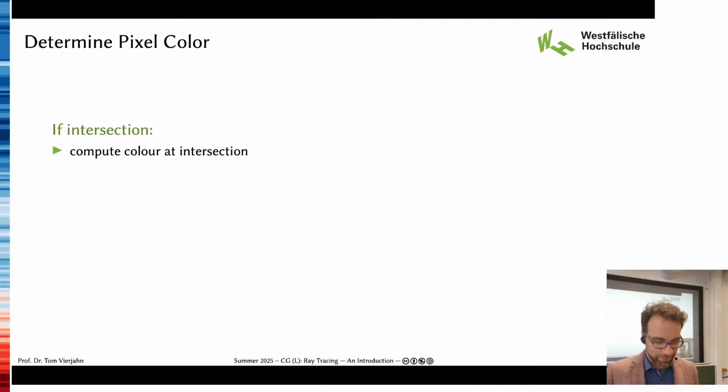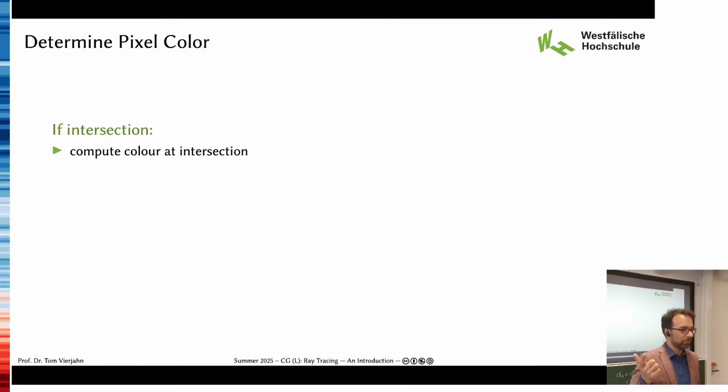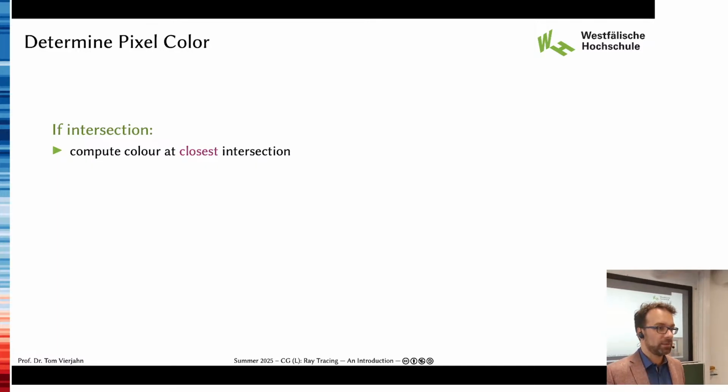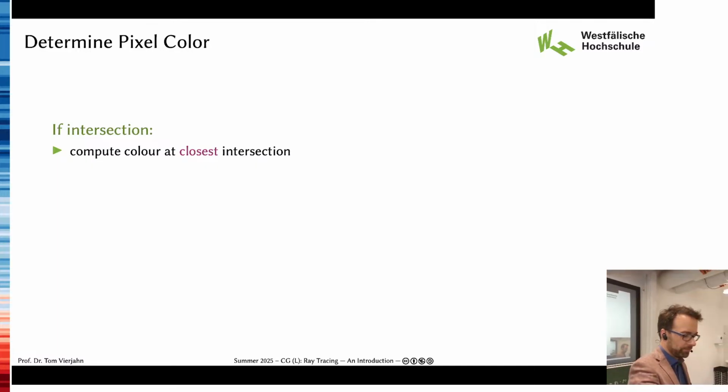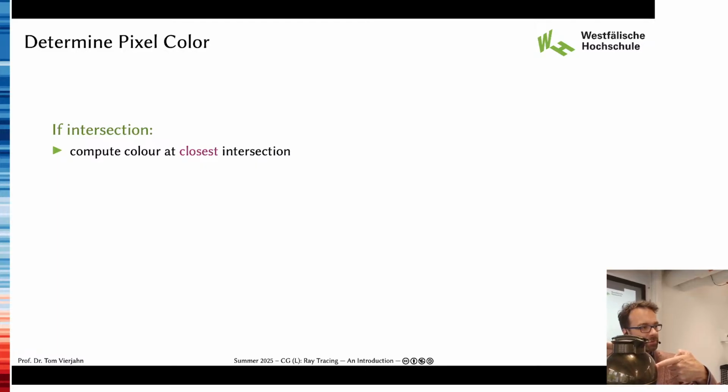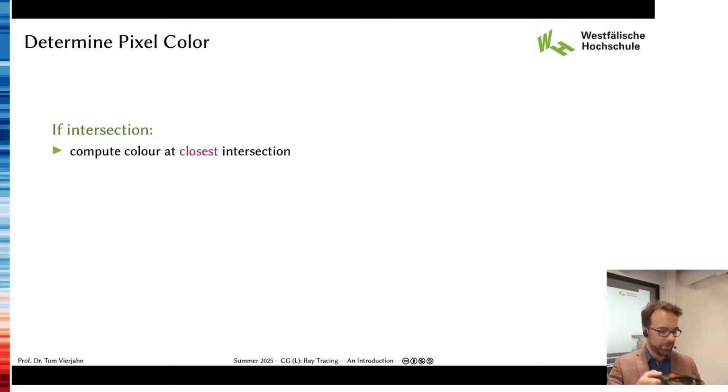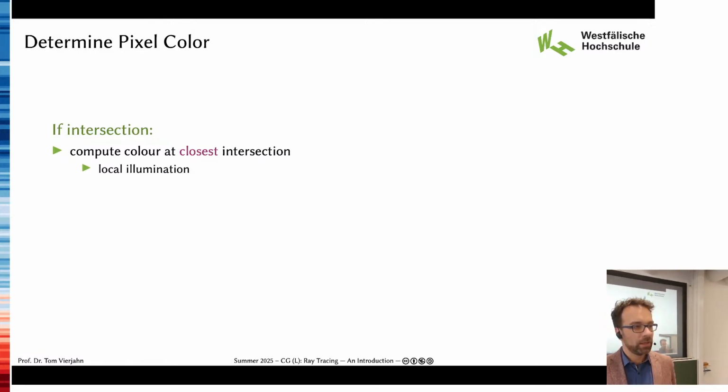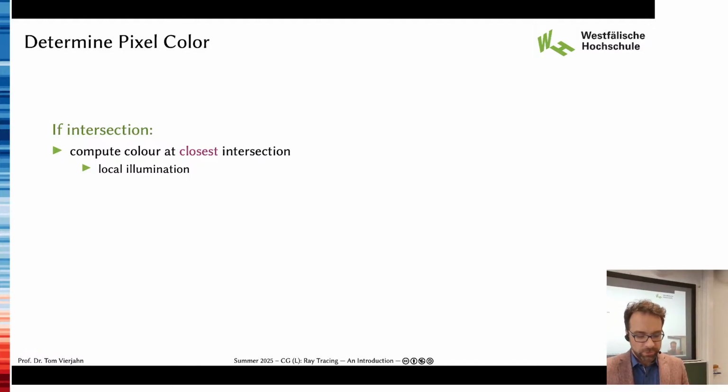All right. So, if we have the intersection, we just need to compute the color at the intersection. The color at the closest intersection, that is important, because that is the point we're seeing, not this one. We need to compute the color at the closest intersection. For this purpose, we can use local illumination. That is the topic of 2 weeks from now. Next week is a holiday.